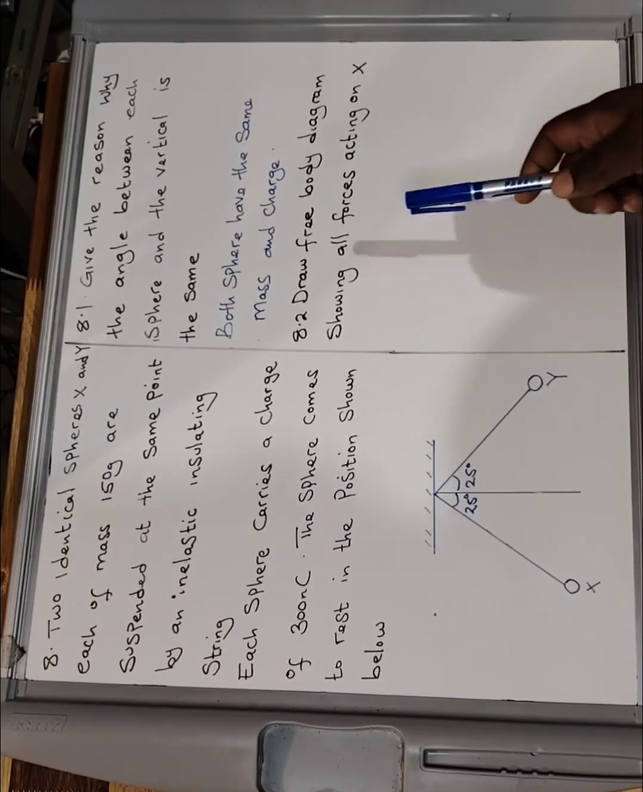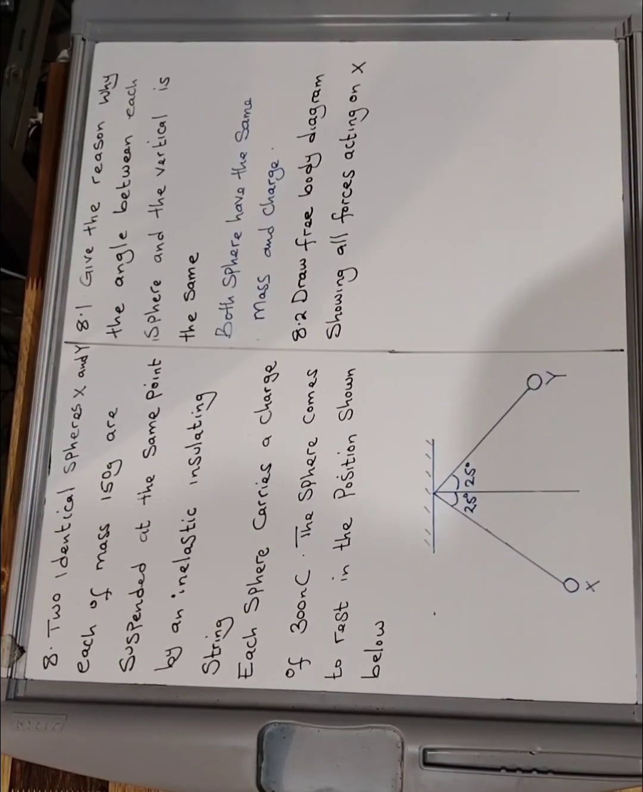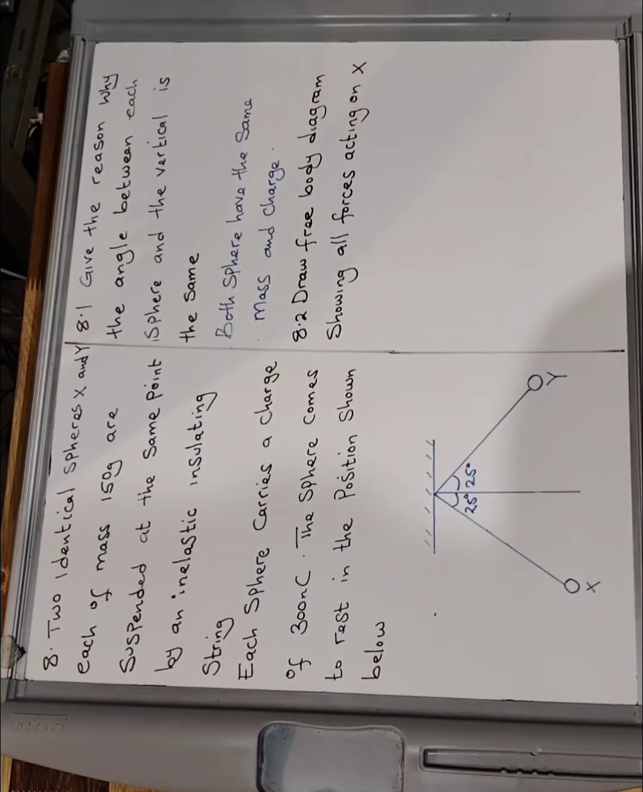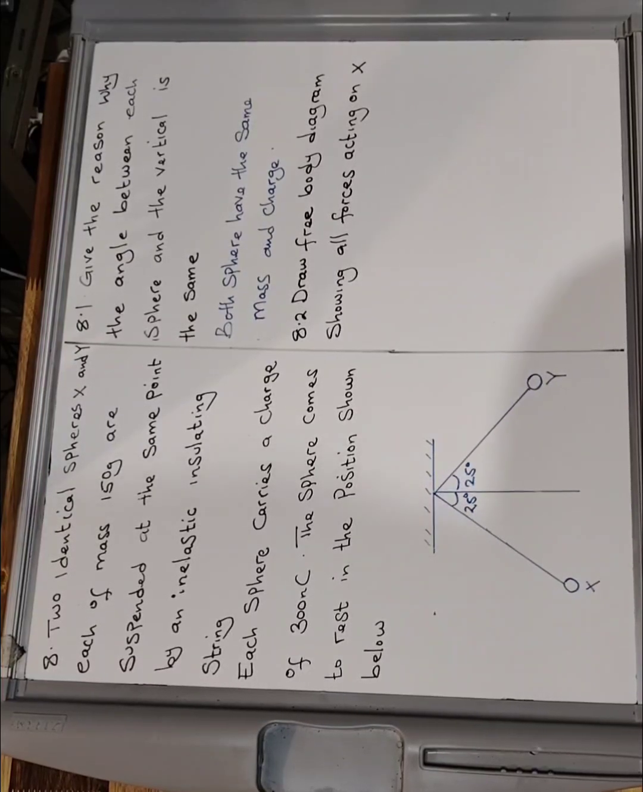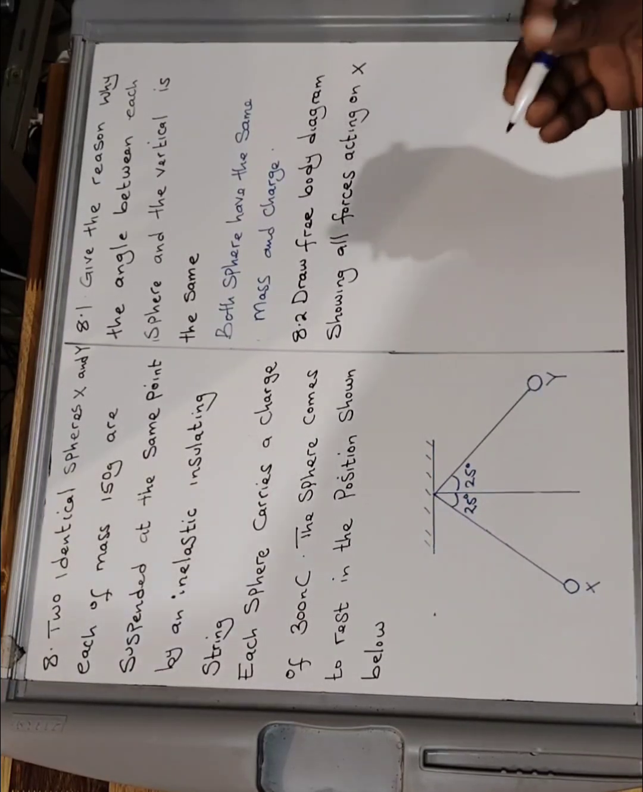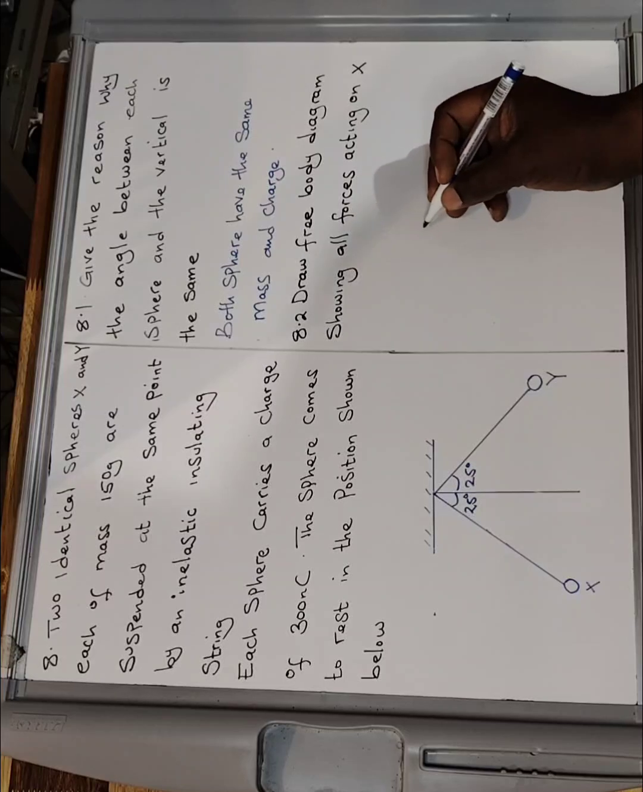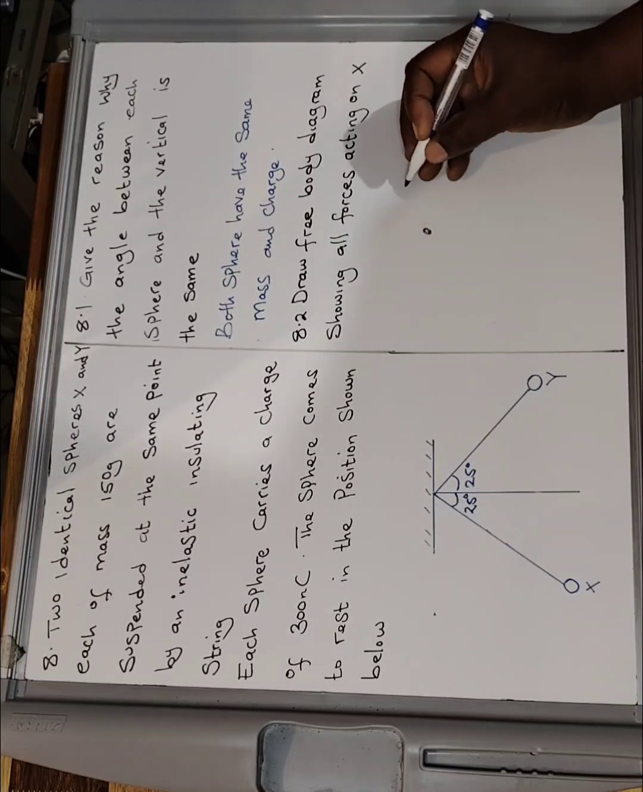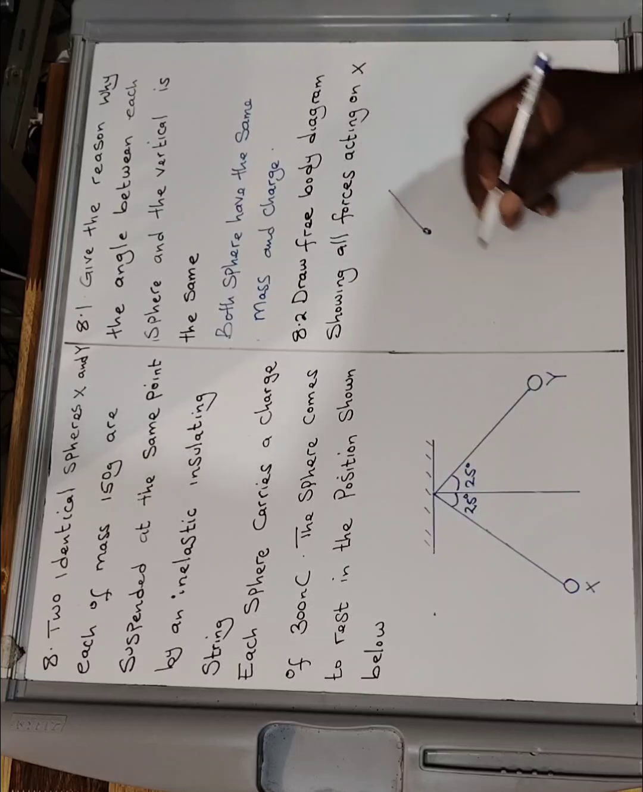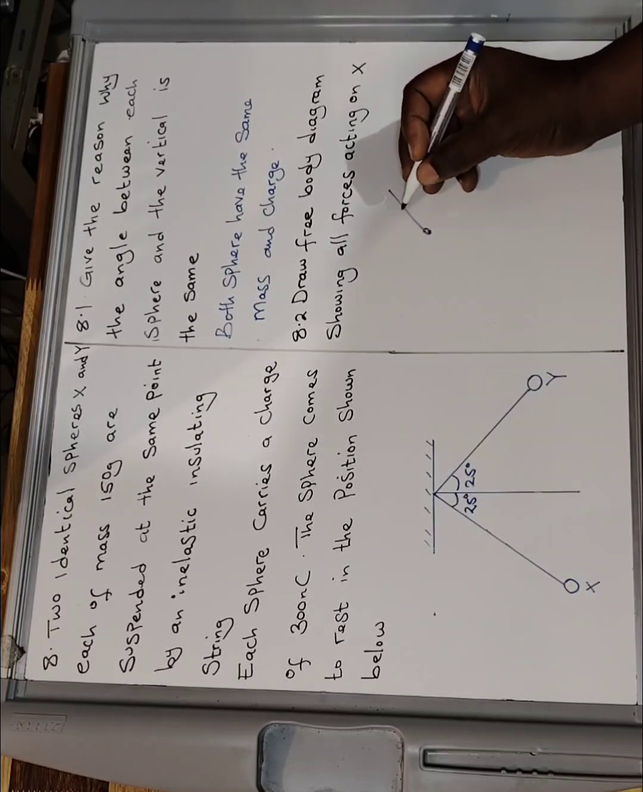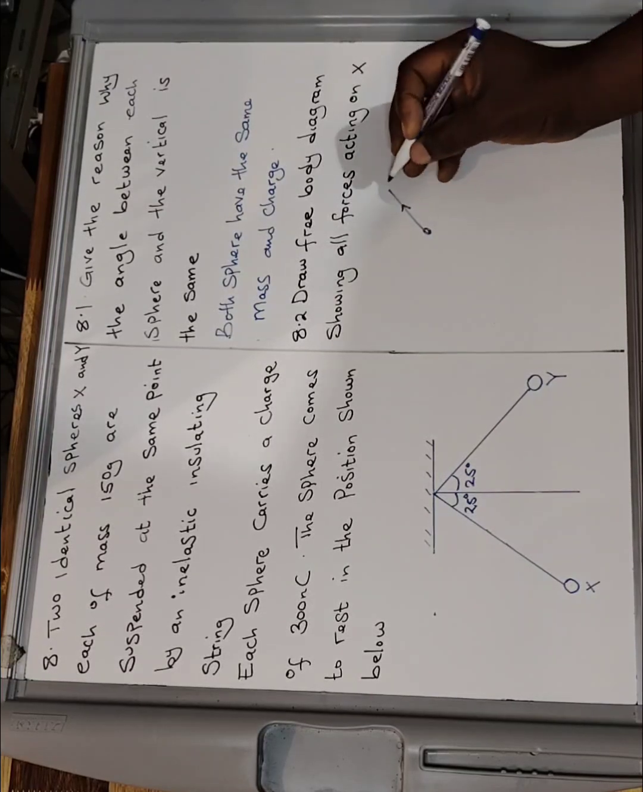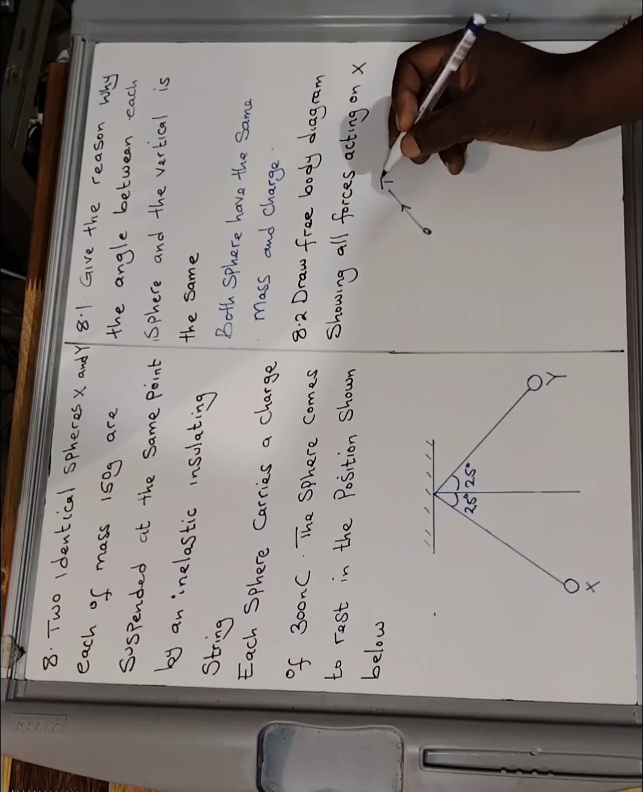The question reads, draw a free body diagram showing all forces acting on X. Okay, how do we go about this? This is what we know. If this is our X, we know there is a string attached to it in that direction, and that one brings in tension.